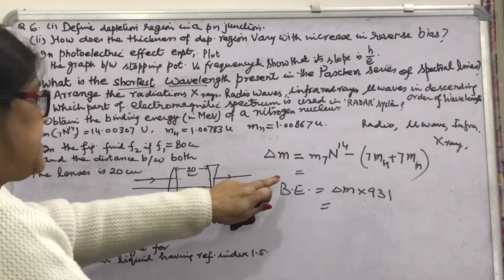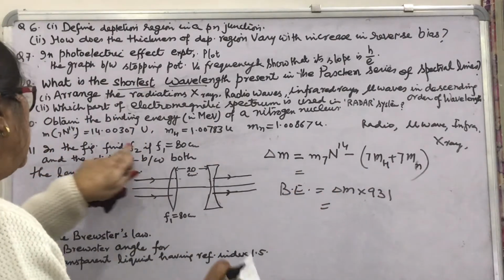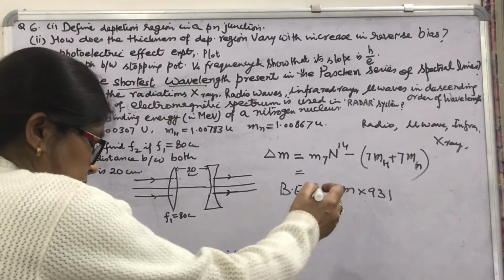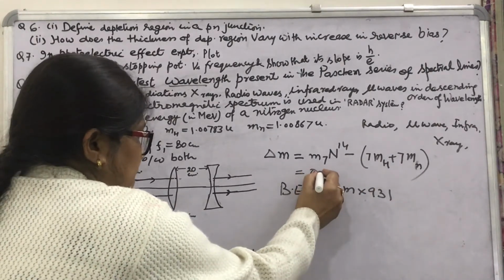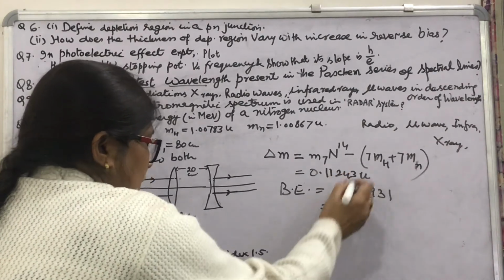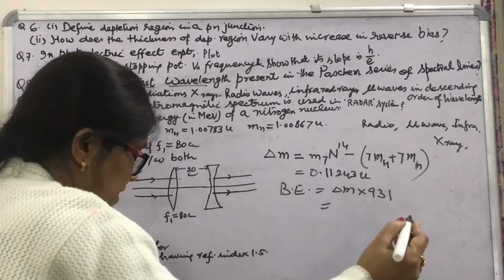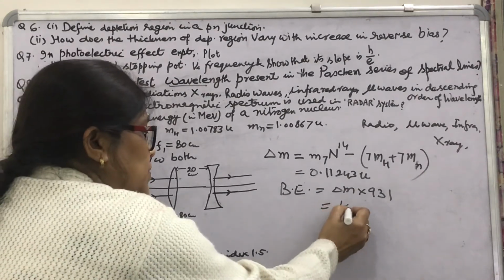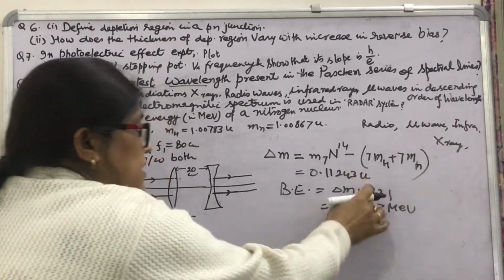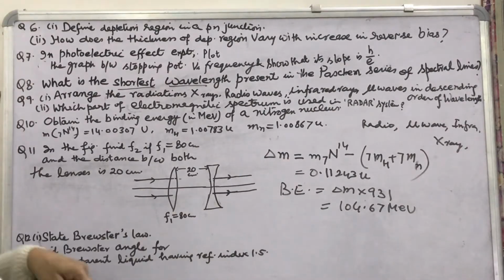I have calculated, because this 7 times this will be added, then this addition will be subtracted from this one. So this result comes, and this difference is 0.11243, and this is multiplied by 931. So you will get here 104.67 MeV. I have calculated it, you just do it yourself and check with the answers.